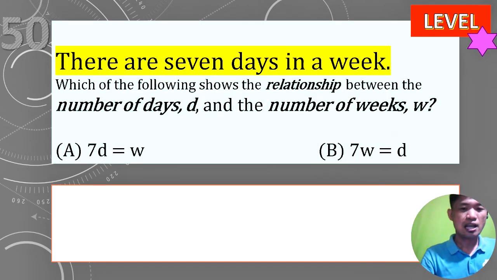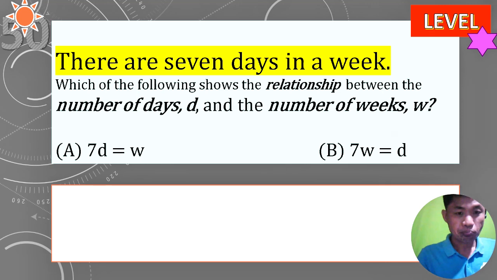...is in a week. Which of the following shows a relationship between the number of days, D, and the number of weeks, W? A. 7D equals W. B. 7W equals D. What is the answer? Timer starts now. I'll give you 10 seconds. Will that be enough? 5, 4, 3, 2, and 1.